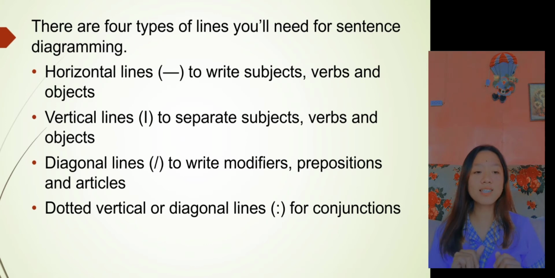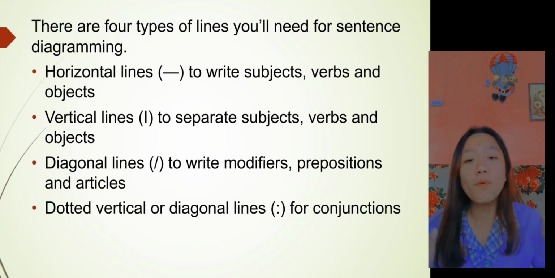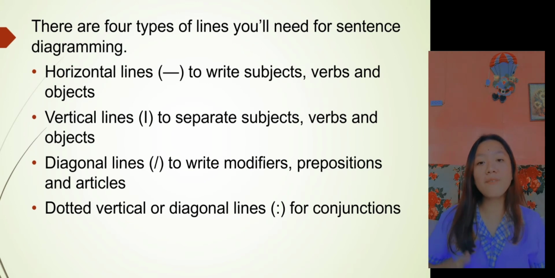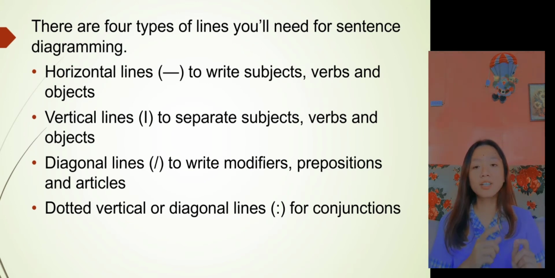The last one is dotted vertical or diagonal lines. They are used for conjunctions. Whenever the sentence has a conjunction, we use dotted lines.